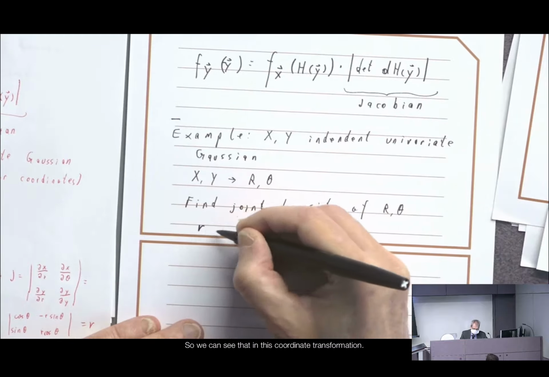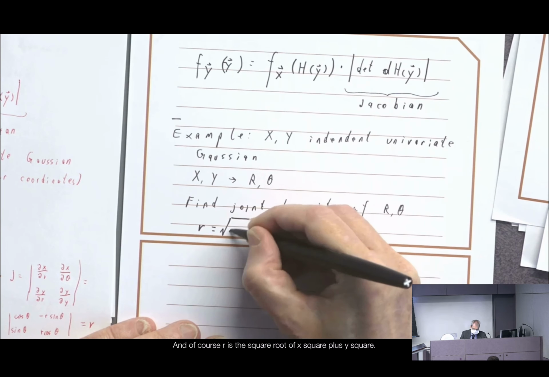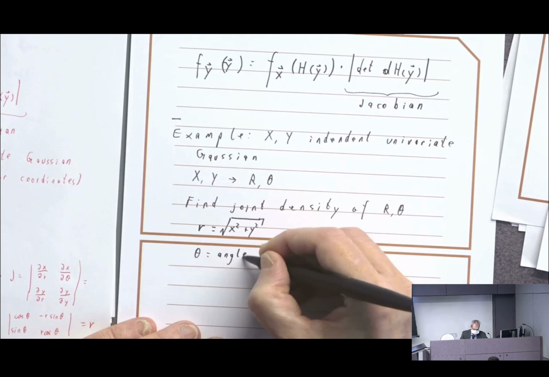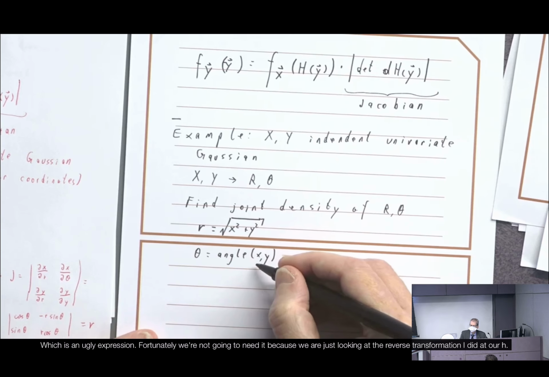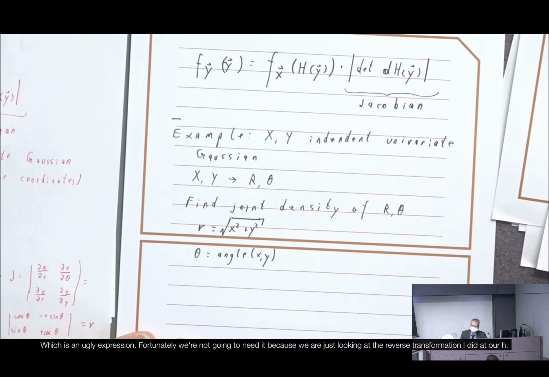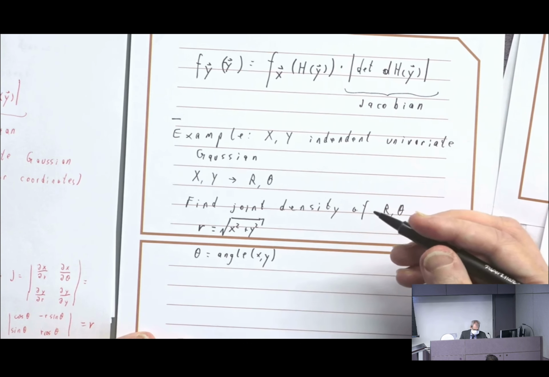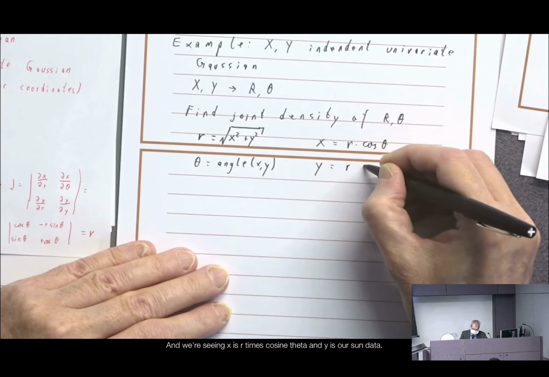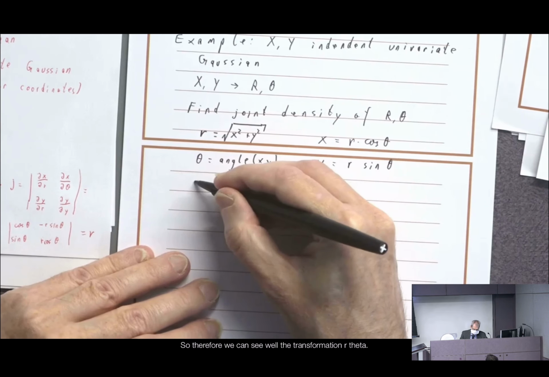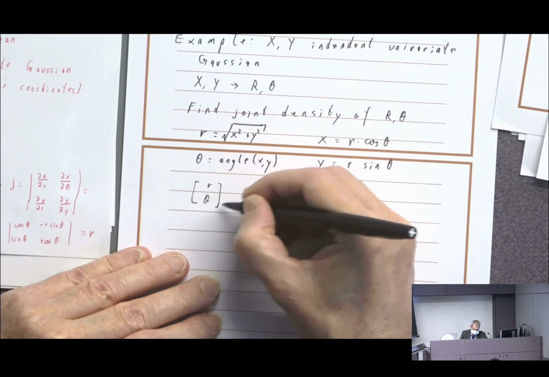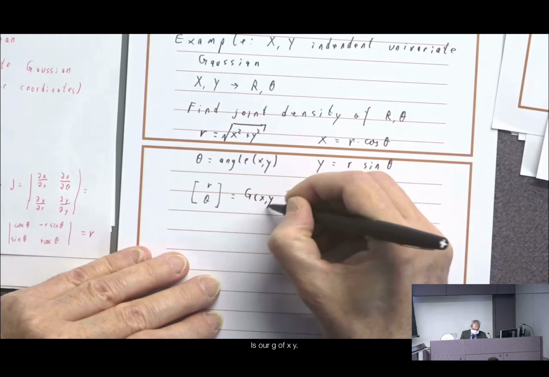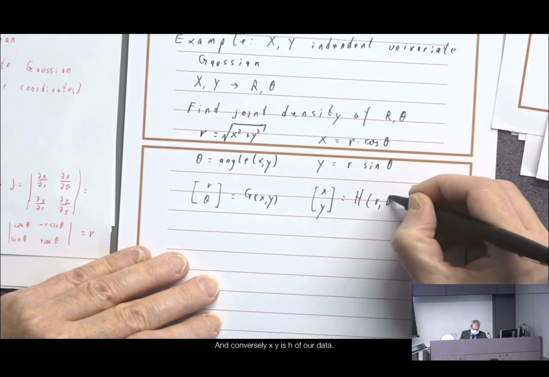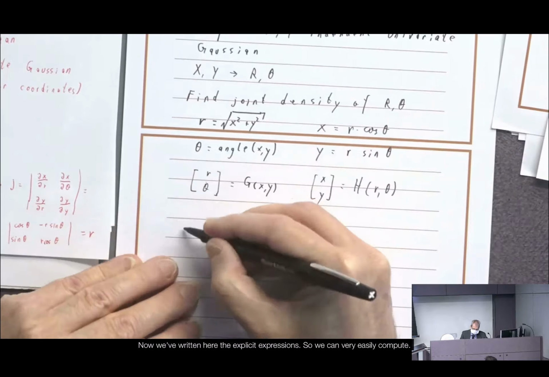So we can say that in this coordinate transformation, of course r is the square root of x squared plus y squared, and theta is the angle of x and y, which is an ugly expression. Fortunately, we're not going to need it, because we're just looking at the reverse transformation, our h, and we're saying x is r times cosine theta, and y is r sine theta. So therefore, the transformation r theta is our g of xy, and conversely, xy is h of r theta.